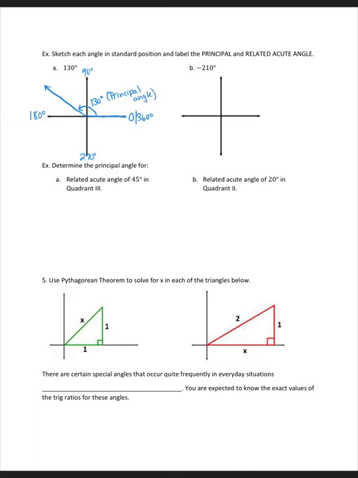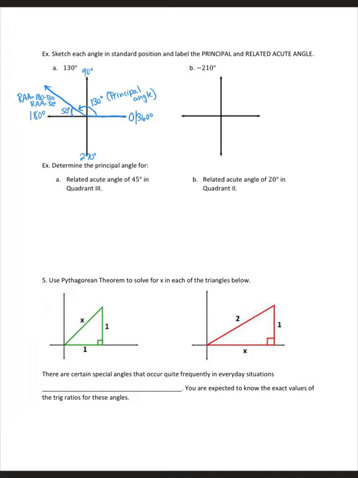Now our related acute angle is going to be the distance between our terminal arm and the closest part of the x-axis. So in the second quadrant, we said that to find our related acute angle, we're going to do 180 minus our principal angle. So a related acute angle is going to equal 50 degrees in there.